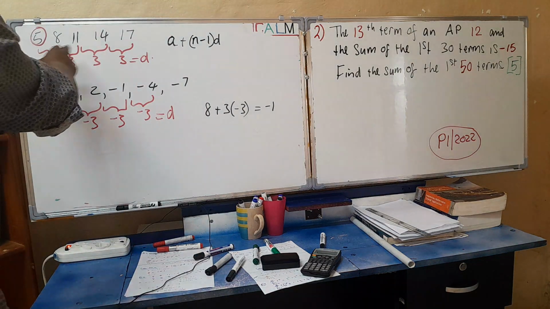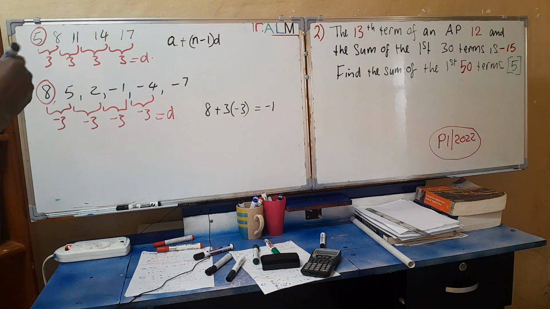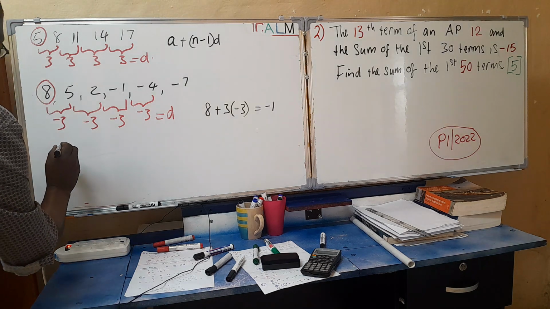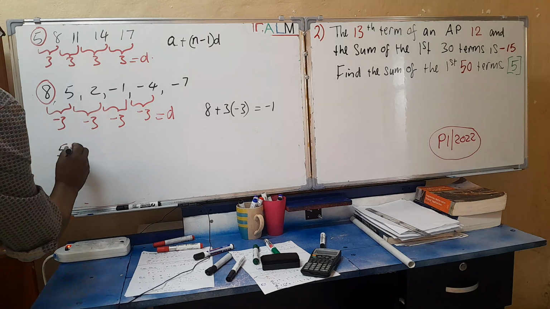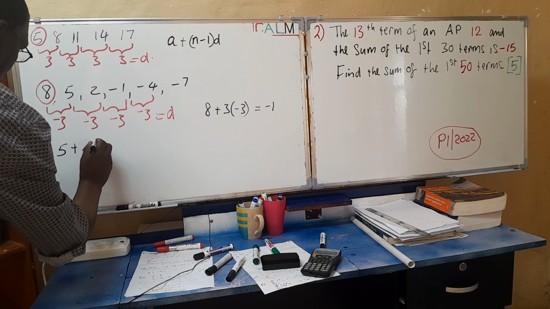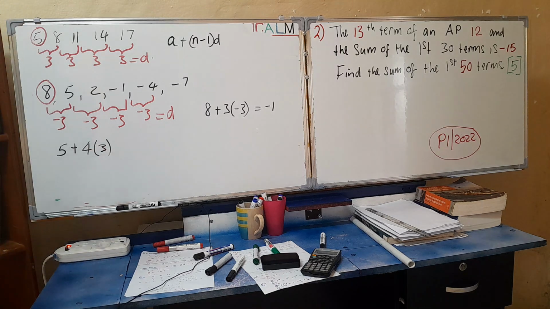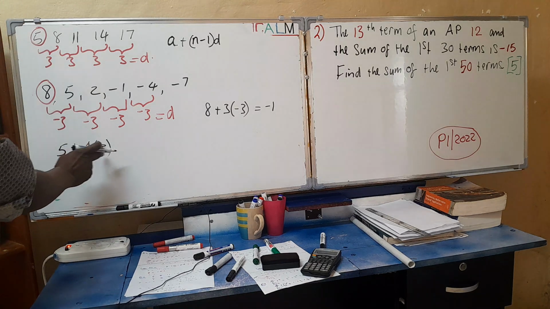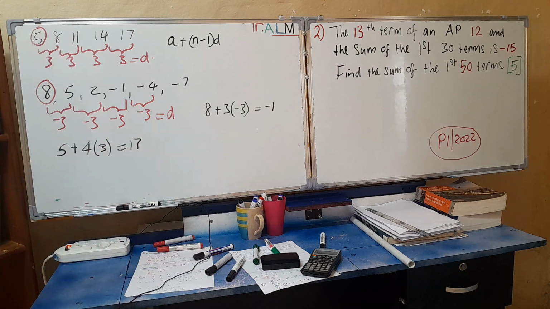Over here, if we wanted the fifth term, for example, we would have A is 5, plus we want the fifth term, so n is equal to 5, so that gives us n minus 1, which is 4, multiplied by our common difference, which is 3. So that gives us 5 plus 4 times 3, which is 5 plus 12, which is equal to 17. So these two are arithmetic progressions.